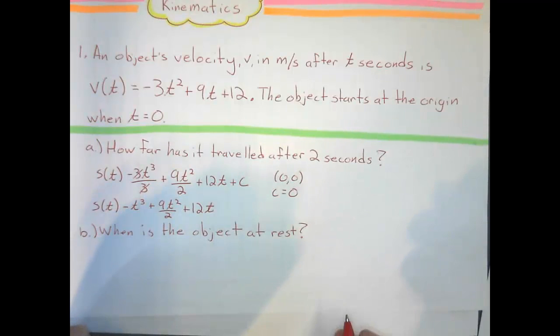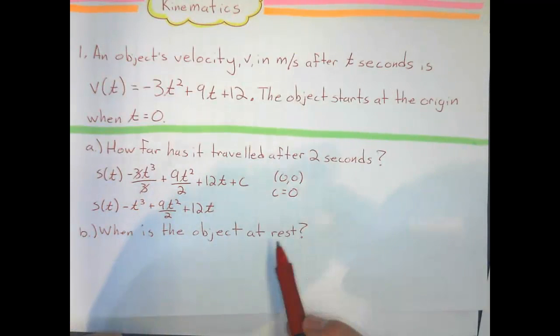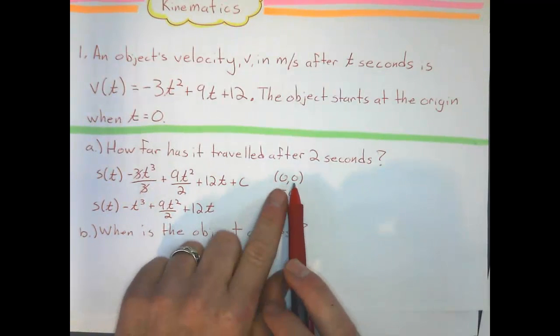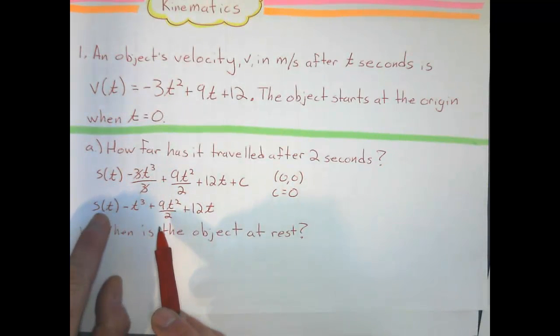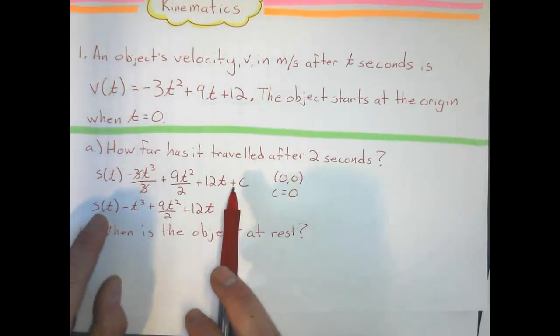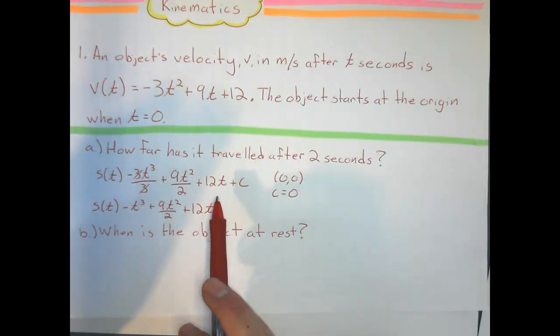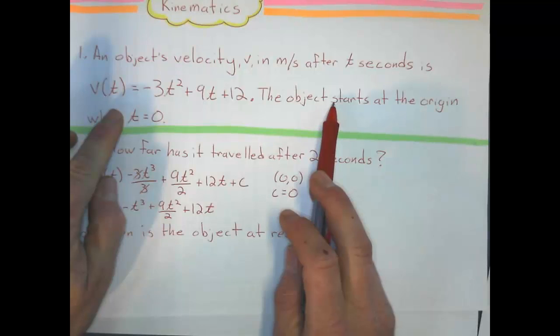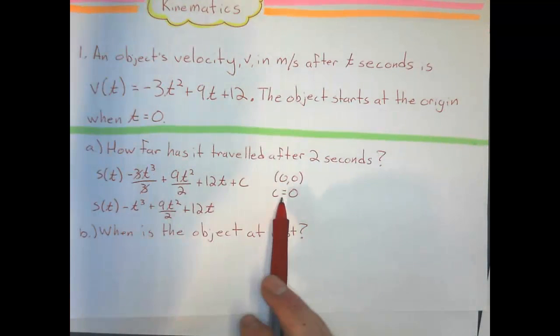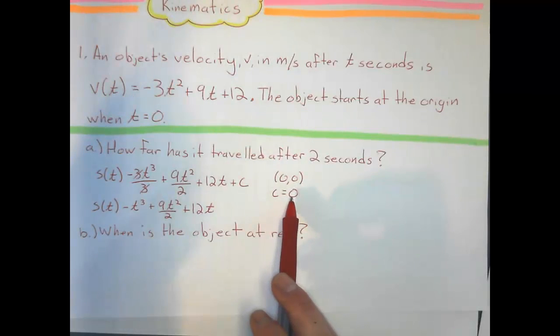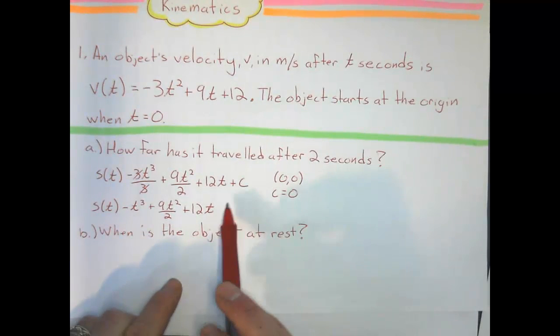If it didn't tell me that, if it gave me some other information, I would have to substitute some other point in for s of t and solve for that c, like we did in previous lessons. Hopefully we remember that. But because it tells me the origin is (0, 0), that means my constant of integration is going to be 0, so I don't need to put anything after that. You don't need to put a plus 0.